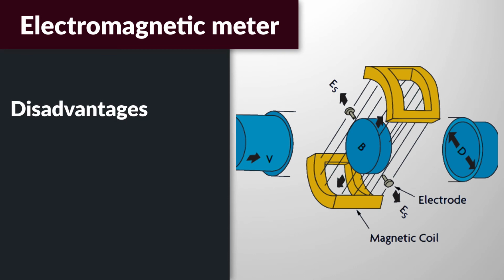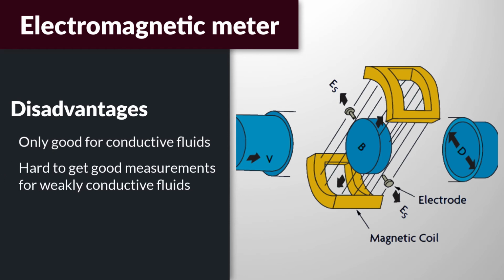Its disadvantages include that it's only good for conductive fluids and can have problems getting good measurements for weakly conductive fluids. Moreover, units may be heavy and expensive.